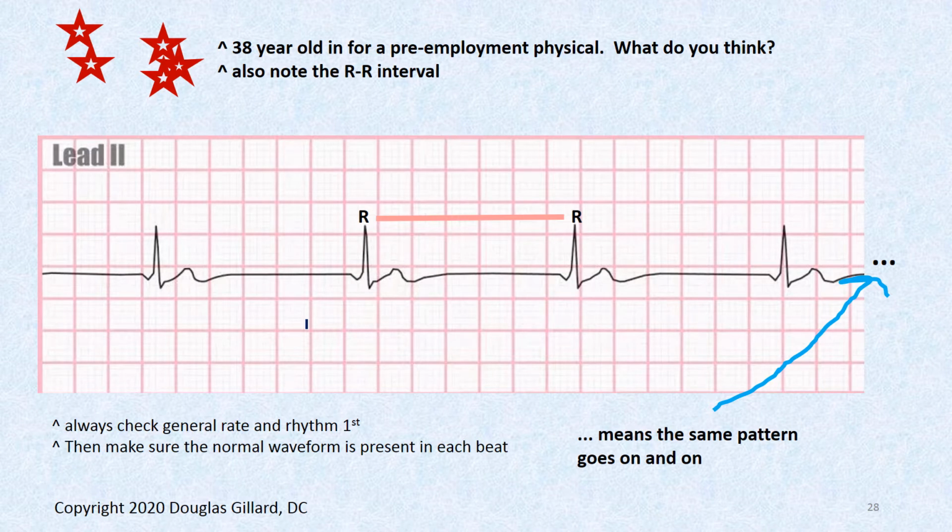Right, so here's a 38-year-old in for a pre-employment physical. What do you make of this?